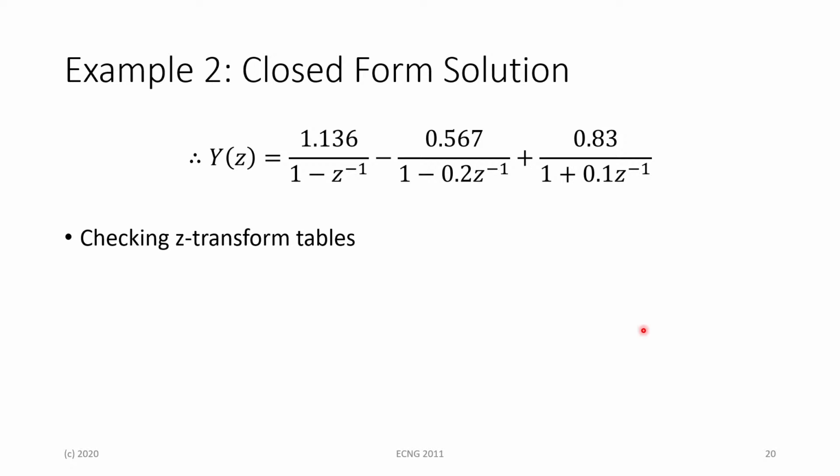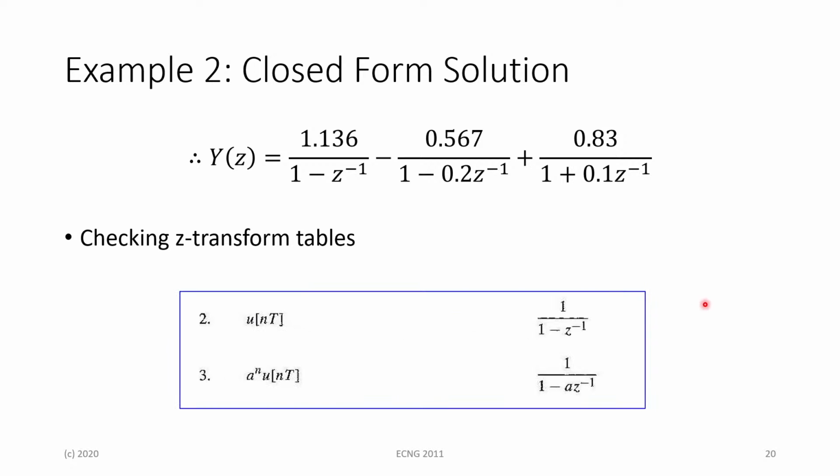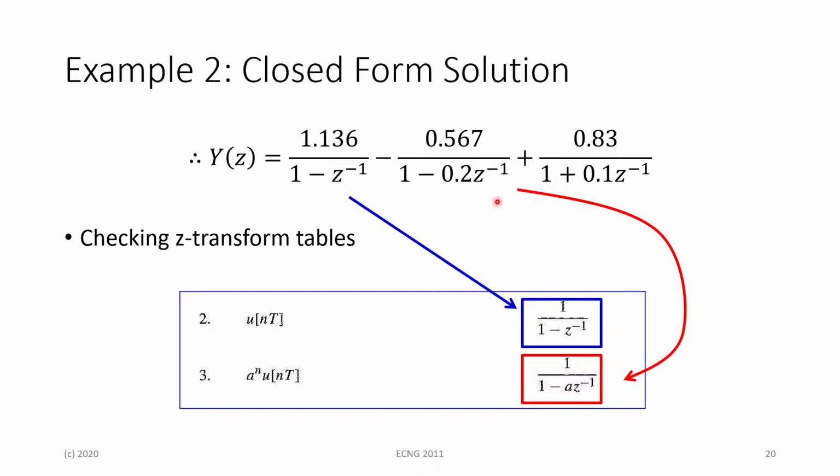Once we have solved for a, b, and c, you then check the Z-transform table to get the necessary Z-transforms to get this back from the Z domain into the discretized time domain. So we can see here that the denominator 1 minus z to the negative 1 maps to a transform of the unit step, u of nT. And for our other factors, 1 minus 0.2 z to the negative 1 and 1 plus 0.1 z to the negative 1, this transfers to our a to the power of n u of nT Z transform as such.